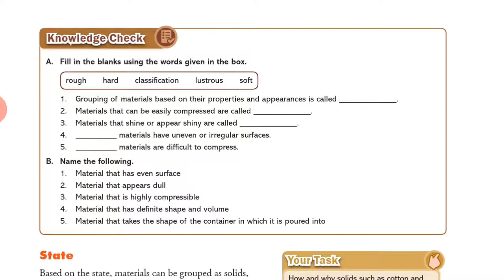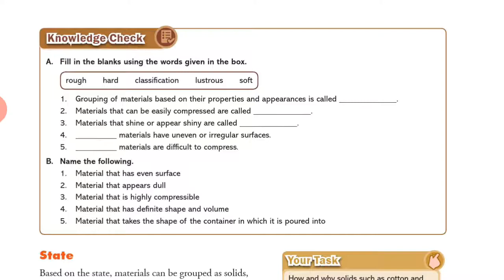Materials that can be easily compressed are called soft. Got it, dear students? Soft materials can be easily compressed. Materials that shine or appear shiny are called lustrous. Very first property on the basis of which we did the classification. Next is blank. Materials have uneven or irregular surfaces. Very easy to identify. They are rough materials. We have seen the examples of stones also over there.